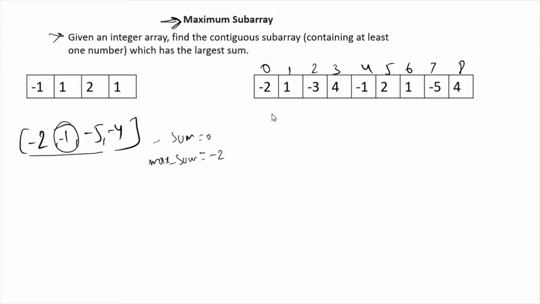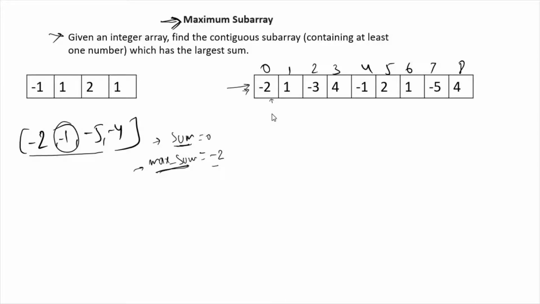So I have taken two variables, sum and maximum sum. Maximum sum is initialized with the first array element, which is -2, and sum is 0. We'll start iterating through the array and keep adding elements one by one to our sum, and if we find a sum which is greater than the maximum sum, then we'll replace the maximum sum with the sum. Our final answer will be in maximum sum.